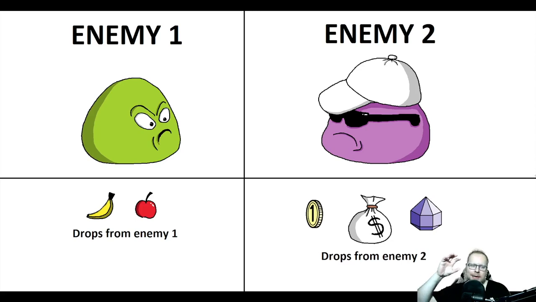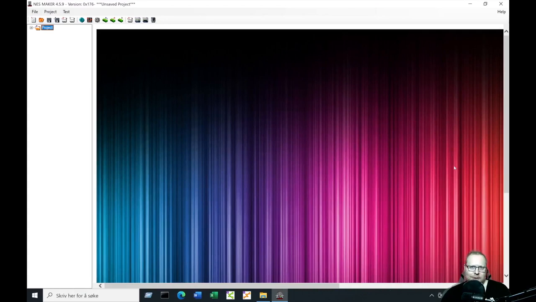We can make these different tables for what kind of drops we want for the different enemies. What we're seeing right here is actually from the game that we are going to be using today. We're going to be using a test game that I made just for this drop table system. I've made some assets for this, which I will link in the description. So I've downloaded these assets, and here I am in NESmaker.